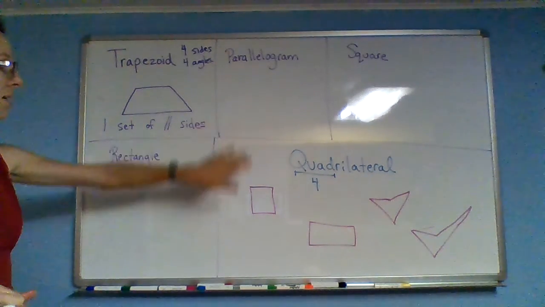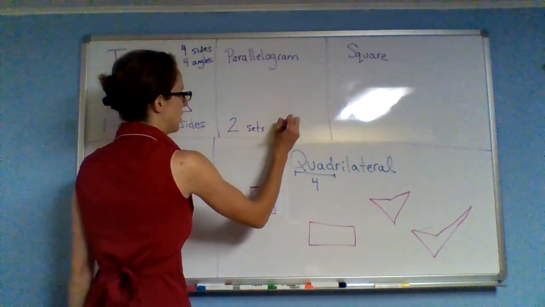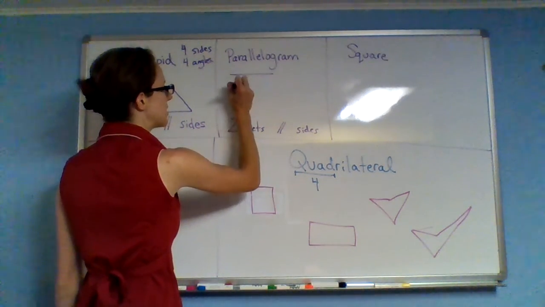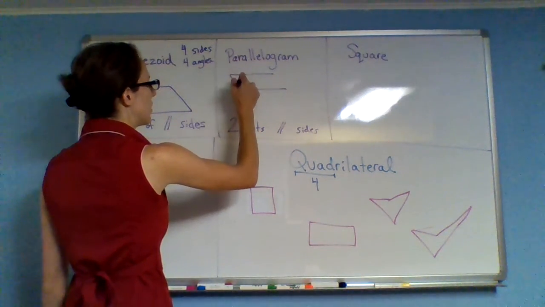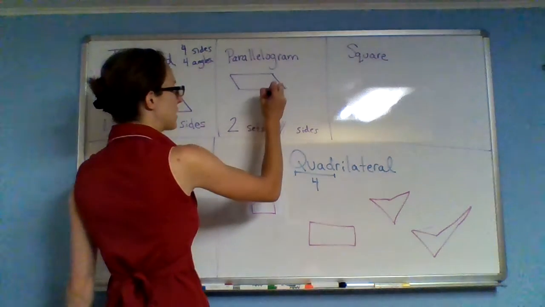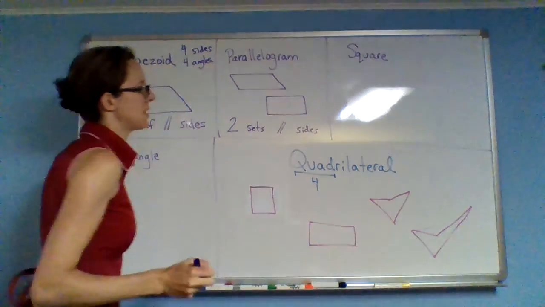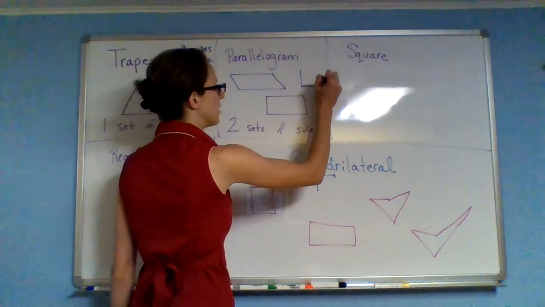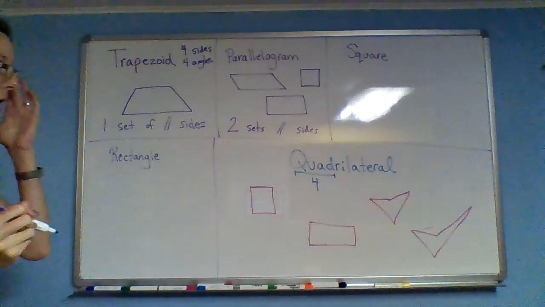A parallelogram, on the other hand, has to have two sets of parallel sides. So for example, if this set of sides is parallel, this set of sides also has to be parallel. A rectangle is also a parallelogram because it has two sets of parallel sides. A square is also a parallelogram because it has two sets of parallel sides.